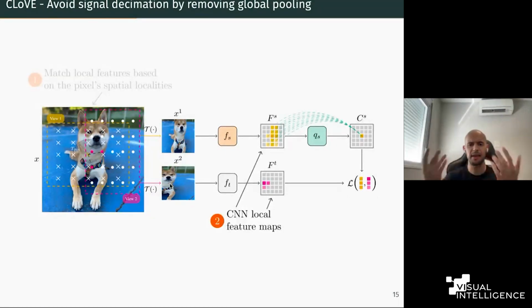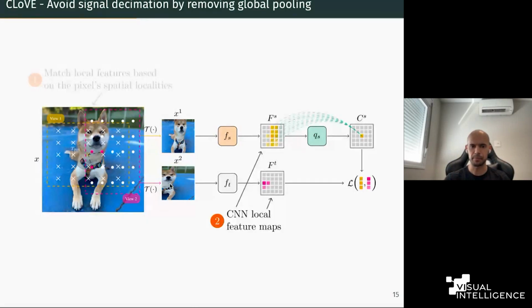But instead of doing a global average pooling as CNNs usually do, we removed the global pooling, basically to avoid signal decimation, because that's what global pooling does, and worked directly on the final feature maps of the convolutional neural network. So now it's very similar to a transformer at this point, because instead of having one single global vector, you have all the feature maps of the image.